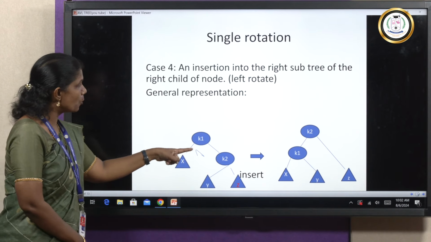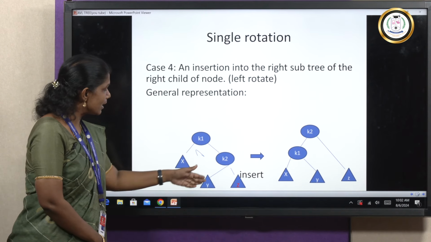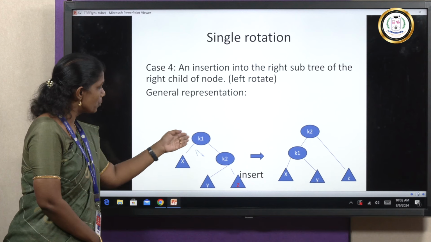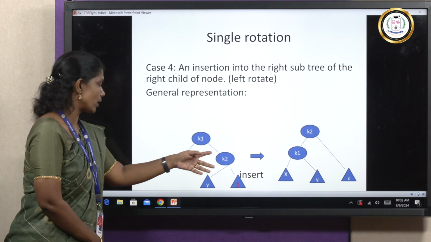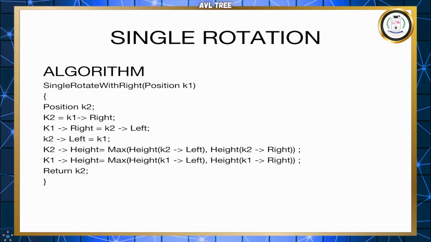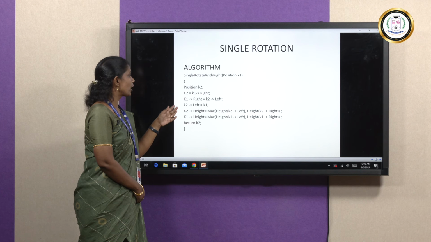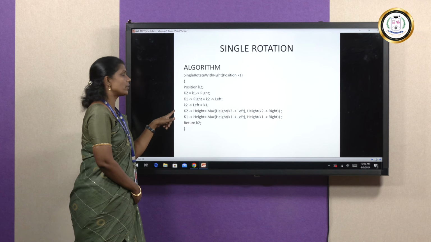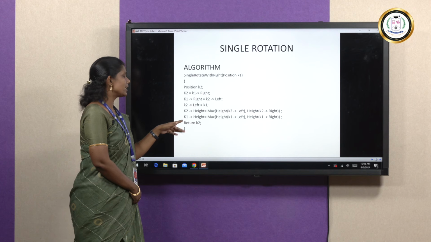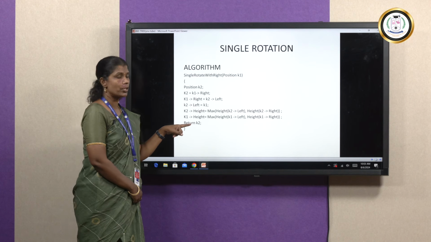So here now K2 is the root node, then the left child of this K2 is moved to the right child of this K1. Then this is the algorithm for left rotation, single rotation. Here K2 is the right child of K1, then the right child of K1 is moved to the left child of K2, then the left child of K2 is K1. This is the formula for finding height. Then you have to return K2. Now K2 is the root node.